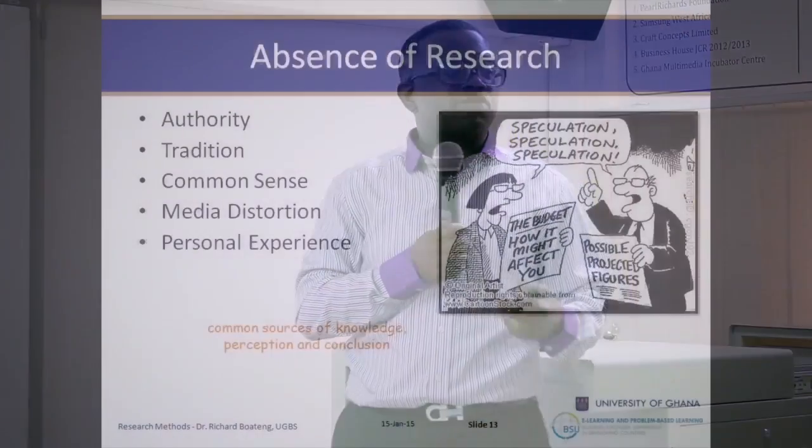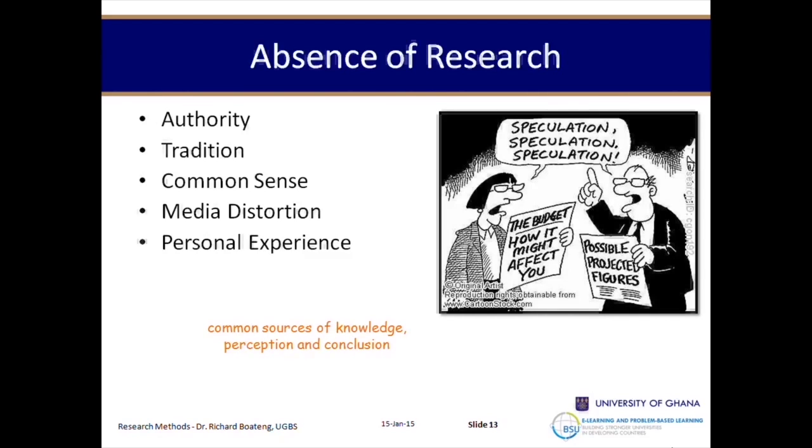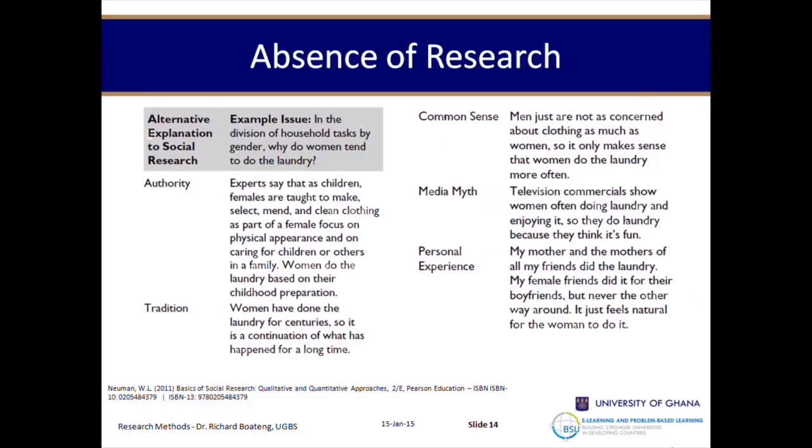Good. Now, in the absence of research in every community or in every country, or even in society, people try to lean on the common sources of knowledge. That means that they look to authority, they look to common sense, tradition, media distortion, or personal experience. Now, these are common sources of knowledge. For example, Neuman, who wrote a book on the basis of social research, talked about the fact that in the absence of research, people try to lean on these sources of knowledge. And he asks a question, why do you think women do the laundry? If we ask this basic question in every home or to every person. Now, some may say that it's because of the media myth.